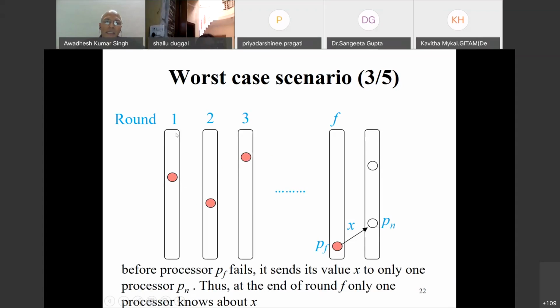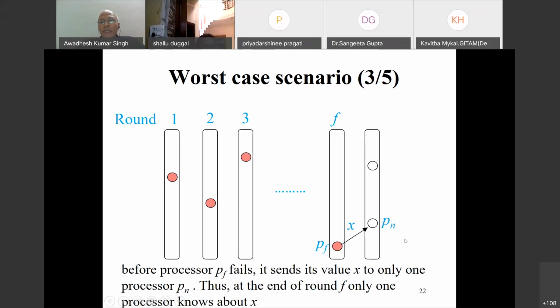Now you see that in all F rounds, in every round, there is one failure. So total failures are F. If there are F rounds, at the end of F rounds, about X, only PN knows. For example, if X is, say, the minimum balance of bank B1, this value is only with PN. No one else is aware of the minimum balance of bank B1.